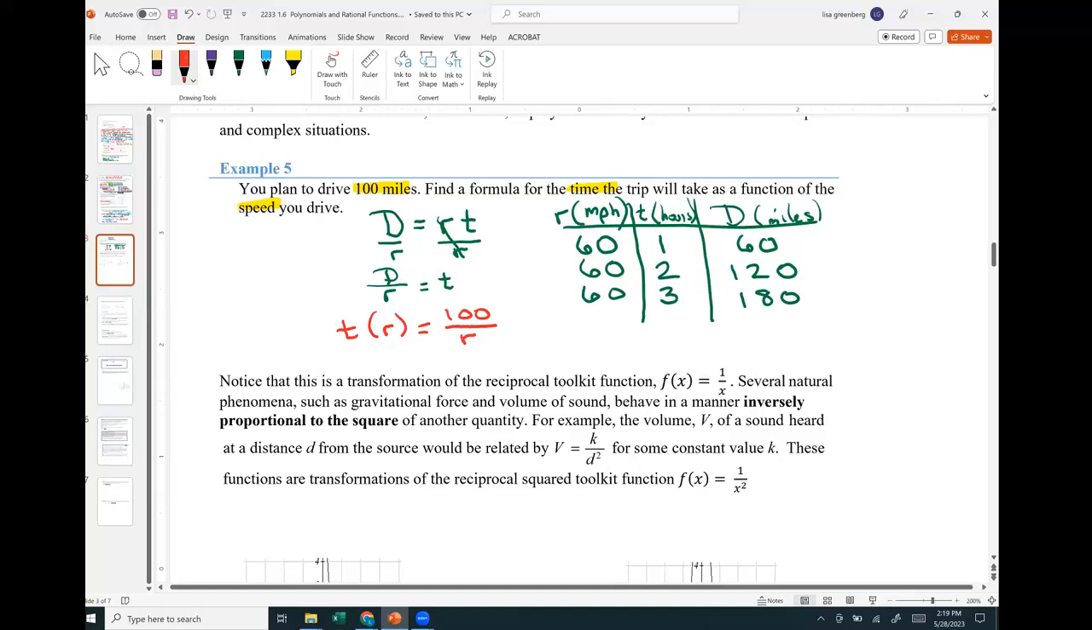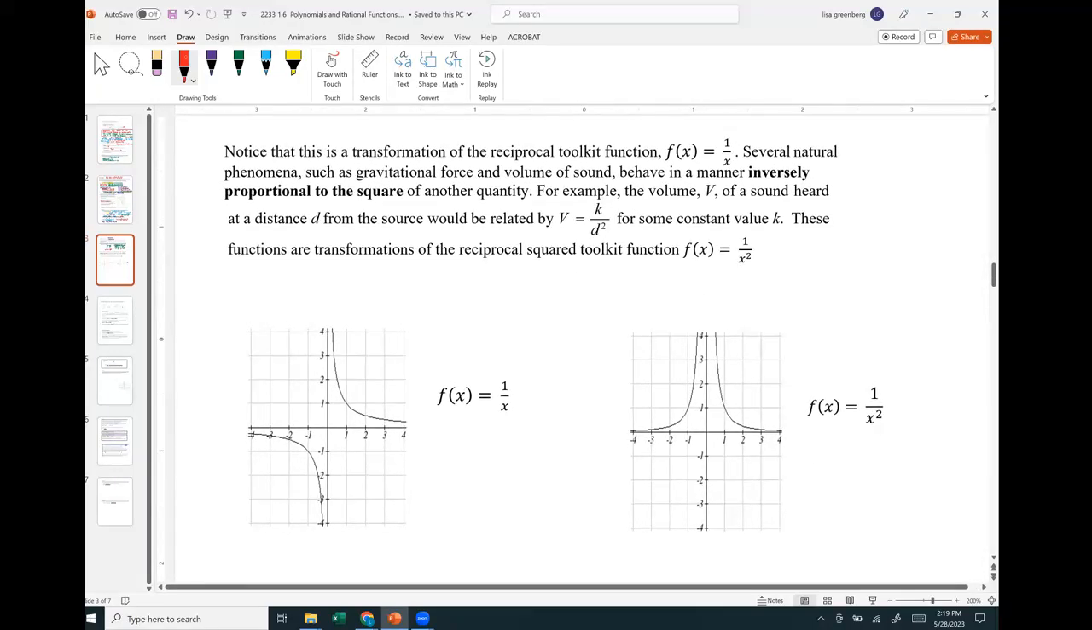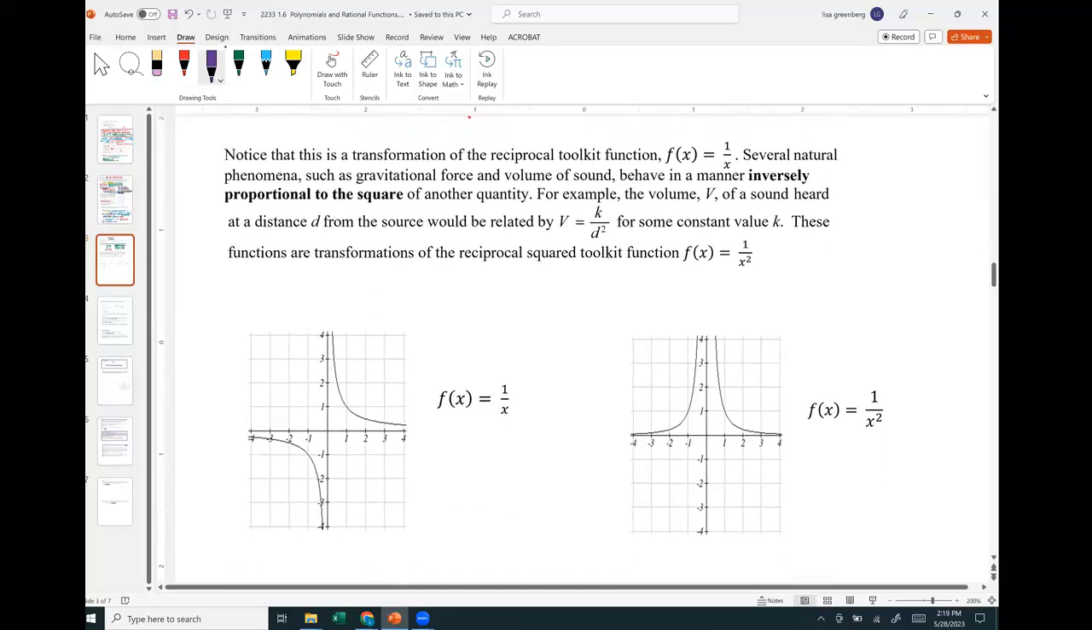And we've already gone over all the toolbar graphs, right? This is 1 over x, and this is 1 over x squared. I just put those here to remind you. So our function that we found is t of r is equal to 100 over r, which is really the same thing as saying 100 times 1 over r.